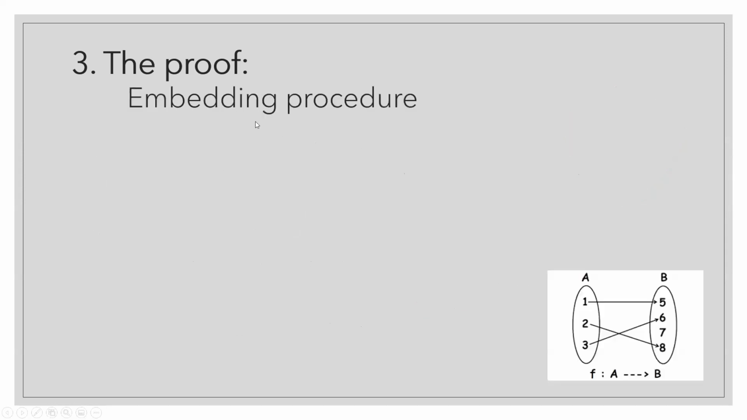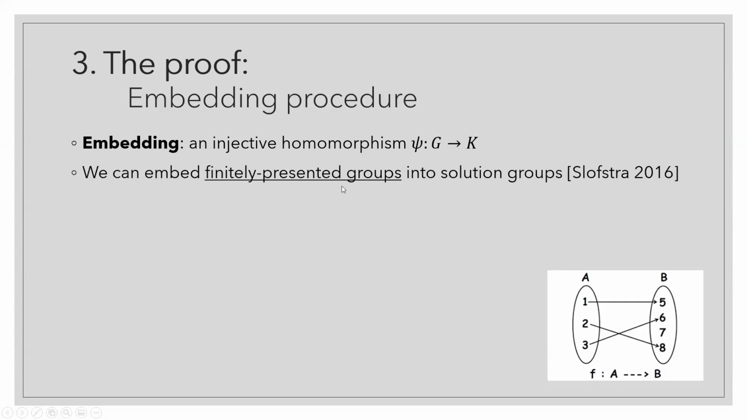Next, I will introduce the embedding procedure. First of all, an embedding is an injective homomorphism from the group G to a larger group K. Slofstra proves that we can embed any finitely presented group into solution groups. In this procedure, he gave us the formulation of the solution group and the formulation of the injective homomorphism. You can see that this embedding procedure is widely applicable.